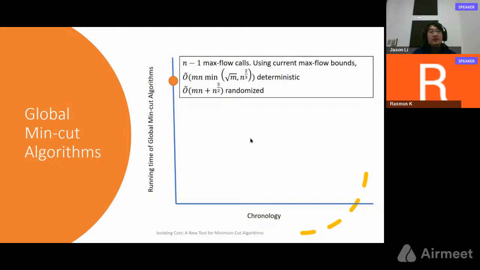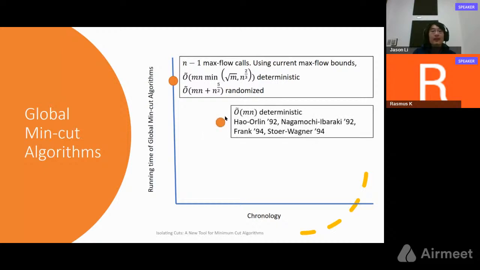So let's plot various algorithms for these problems. The naive one just takes n minus one max flow calls. Now for the global min-cut problem, there is an mn time deterministic algorithm. This was independently discovered by many groups. And finally, Karger invented a near linear time randomized algorithm for global min-cut, and this essentially resolves the complexity of global min-cut for randomized algorithms. But until the work studied in this talk, mn was the best deterministic algorithm known.